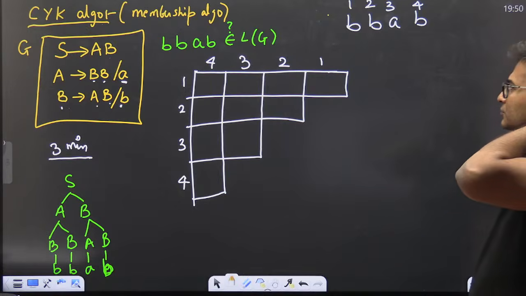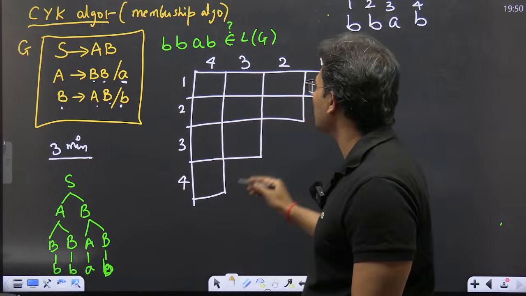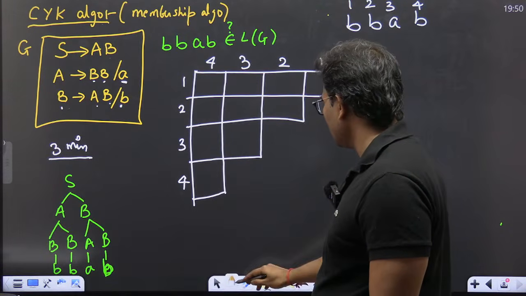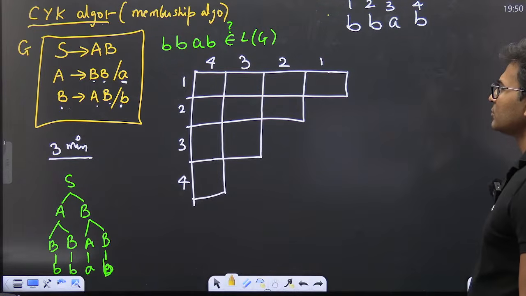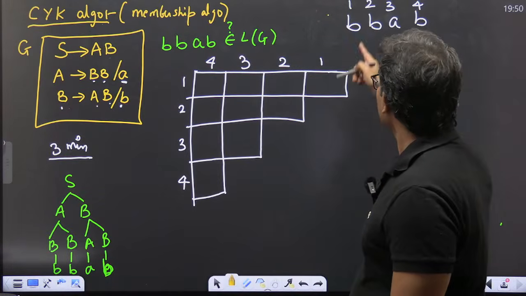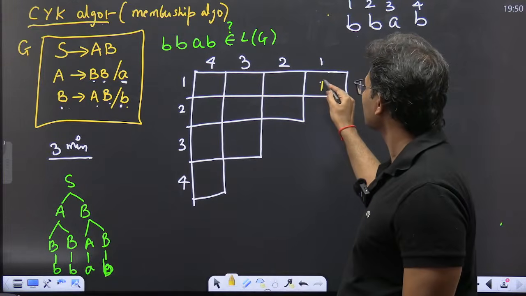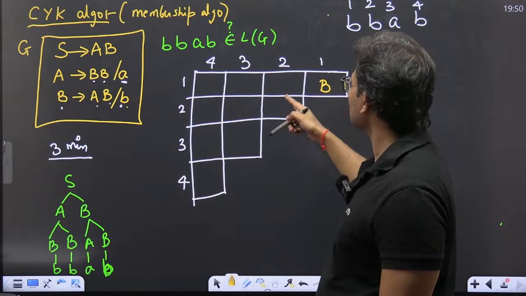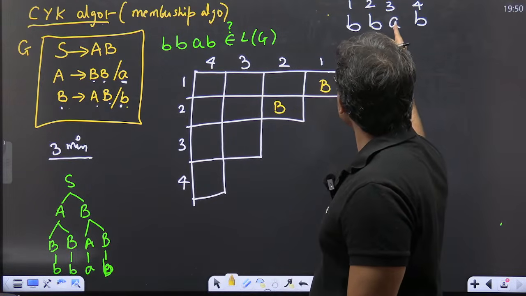Right? 1, 1 is B. So B is present here, so you are going to write B. And then 2, 2. 2, 2 is also B, and B is present at B. So B. And then 3, 3.